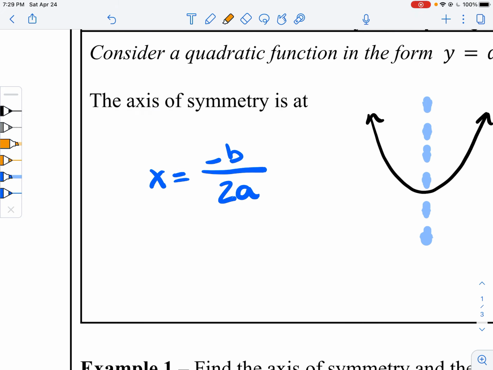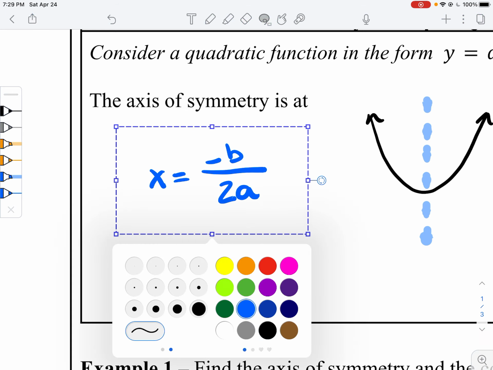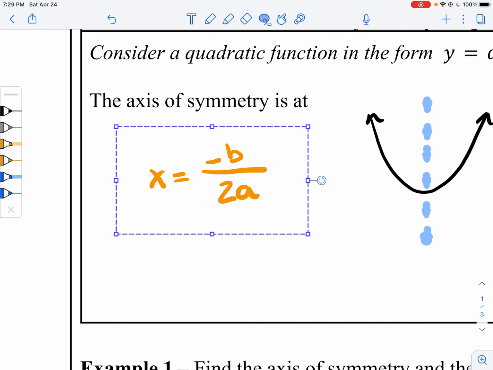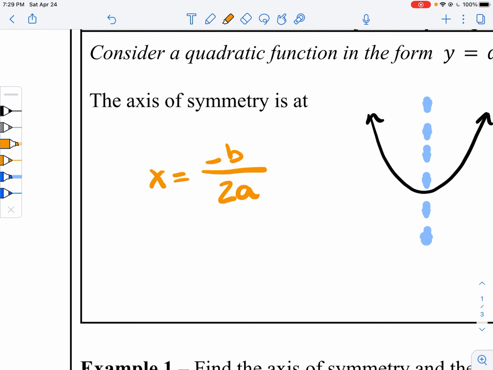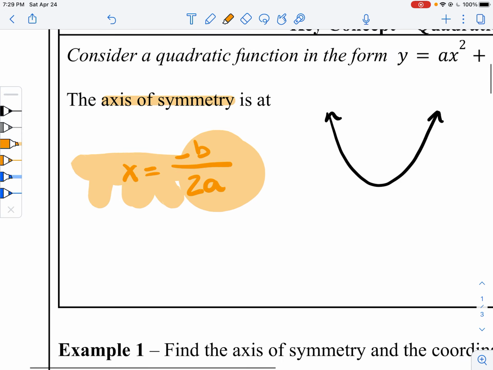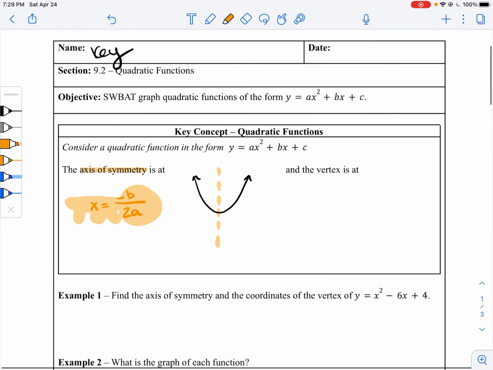In fact, I'm going to make this orange. I changed my mind. I should have made this orange because do you know why? This is the key to the whole lesson. He's the key. So the axis of symmetry is found at the line x equals negative b over 2a. Because it's x equals something, it's going to be a vertical line. That's the axis of symmetry.